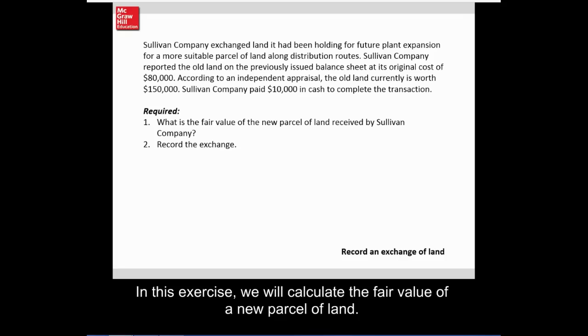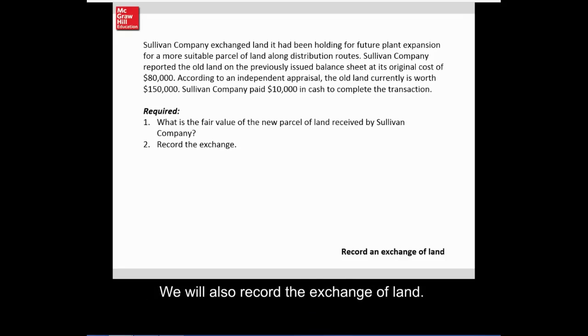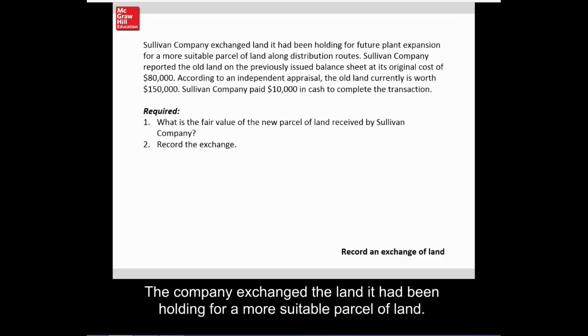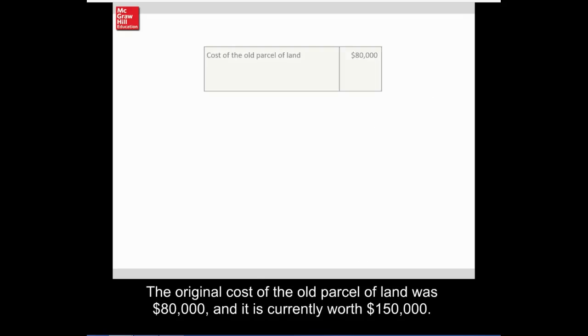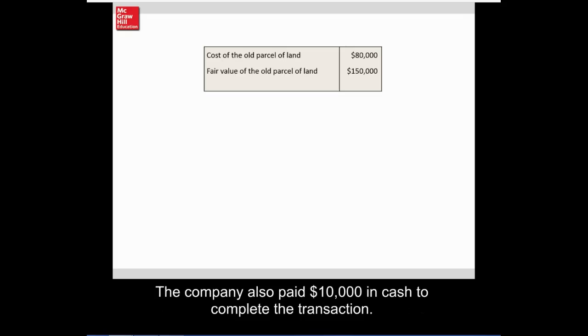In this exercise, we will calculate the fair value of a new parcel of land. We will also record the exchange of land. The company exchanged the land it had been holding for a more suitable parcel of land. The original cost of the old parcel of land was $80,000, and it is currently worth $150,000. The company also paid $10,000 in cash to complete the transaction.